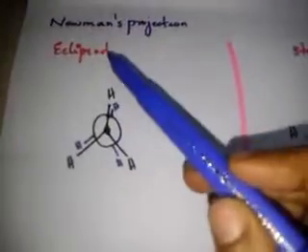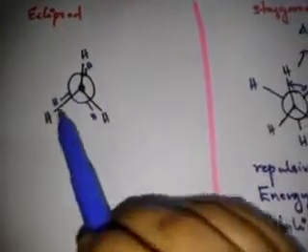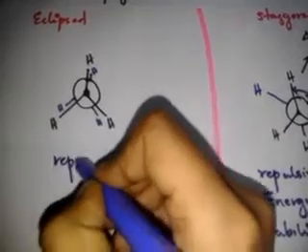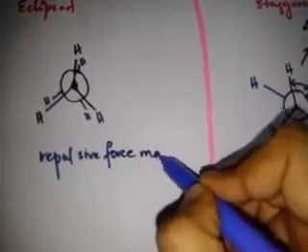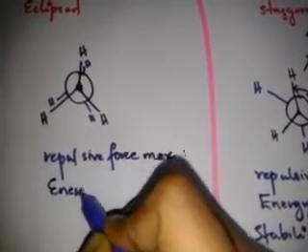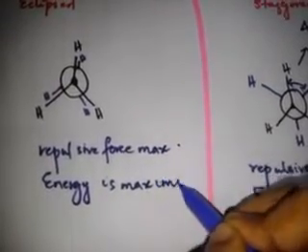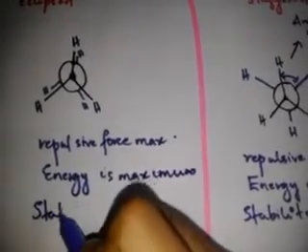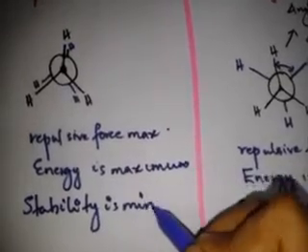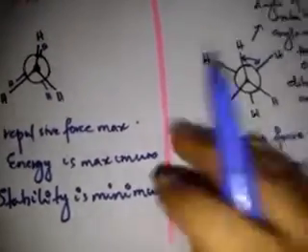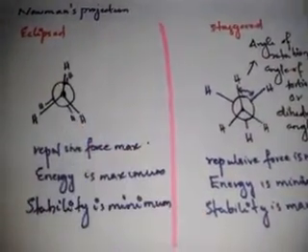But when we look at the eclipsed conformation, the hydrogen atoms are arranged close to each other. So there is a maximum repulsive force, so the energy is maximum. If the energy is maximum, the stability is minimum. So when we compare, staggered has higher stability than eclipsed.